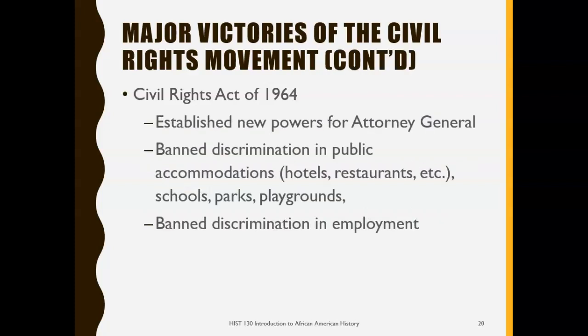In 1964, another Civil Rights Act was passed by Congress, and this one established new powers for the U.S. Attorney General. It also banned discrimination in public accommodations such as restaurants, and so on and so forth, as well as in public schools, parks, playgrounds. And it also banned discrimination in employment.